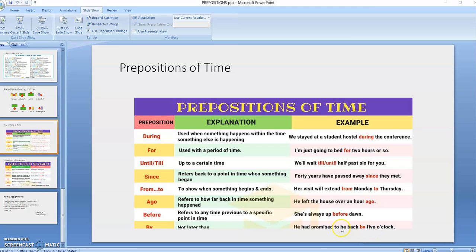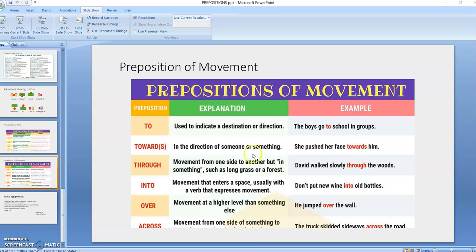So these prepositions of time have to be used very, very carefully so as to give the correct time to the person to whom you are talking. Next comes prepositions of movement. To, used to indicate a destination or direction. The boys go to school in groups. Towards, in the direction of someone or something. She pushed her face towards him.